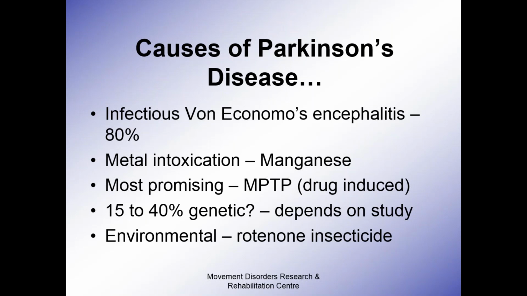There is a genetic component to Parkinson's, and of course this depends on the study. 15 to 40%, depending on which study you look at, of Parkinson's can be explained by genes. There are close to 20 different genes that have been identified at this point that have been linked to Parkinson's disease. There are environmental toxins. We already talked about metal intoxication being one of them. Insecticides is something that we also look very carefully for. Rotenone insecticide, for example, is no longer used in Canada and is an identified neurotoxin.